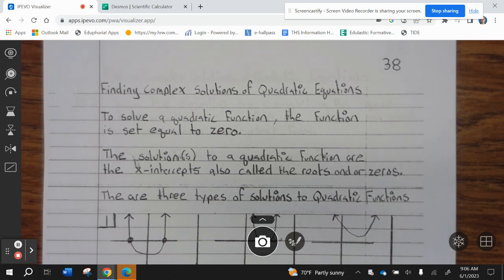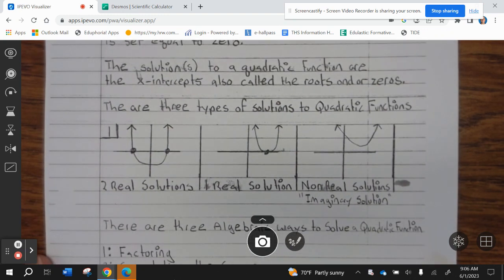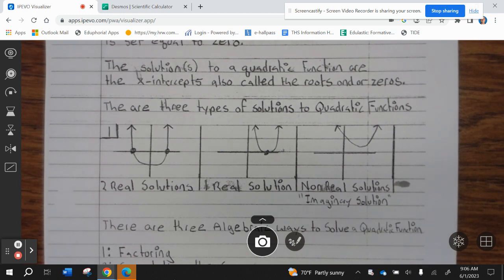Okay, Watkins, here we're in journal page 38, finding complex solutions of quadratic equations. To solve a quadratic function, the function is set equal to 0. The solutions to a quadratic function are the x-intercepts, also called the roots and/or zeros. There are three types of solutions to quadratic functions: two real solutions, one real solution, and non-real solutions, or what we call imaginary solutions.